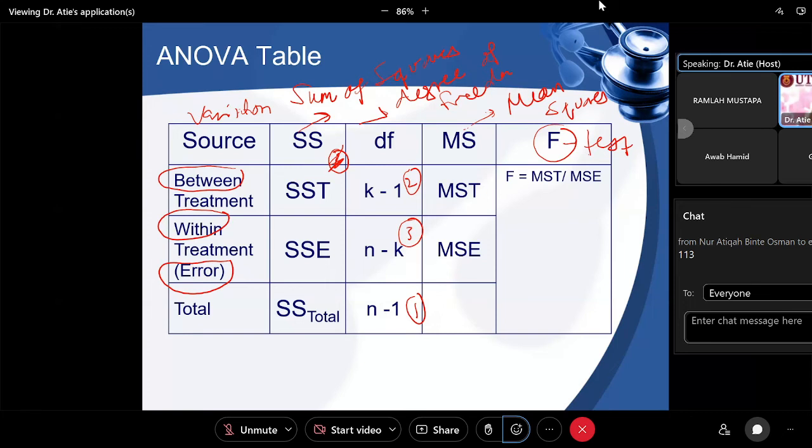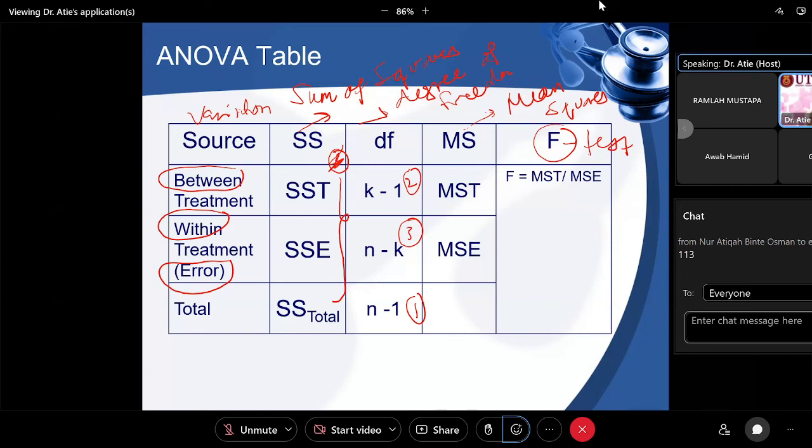But usually you will be given one of these in your exam, right? And then you can calculate the whole thing. You can calculate the whole values in this table. But always start with the easiest one, the DF part first, and then the between treatment DF, and then within treatment.